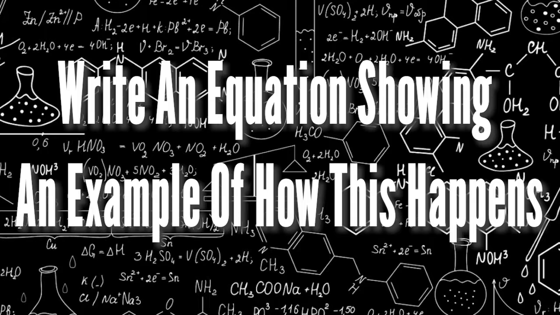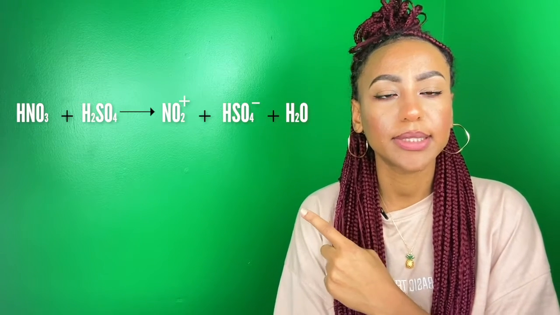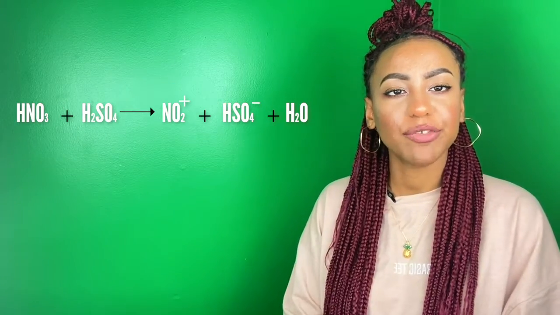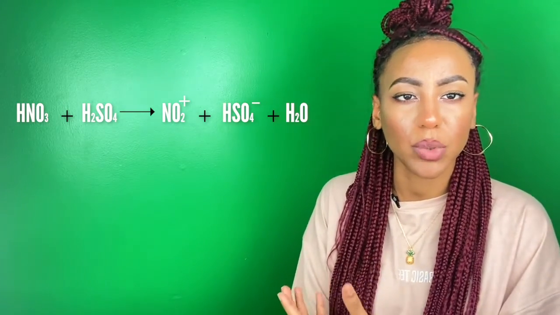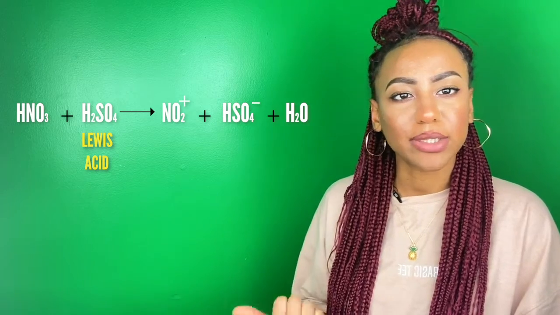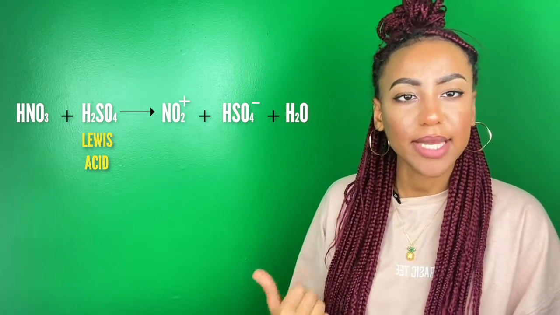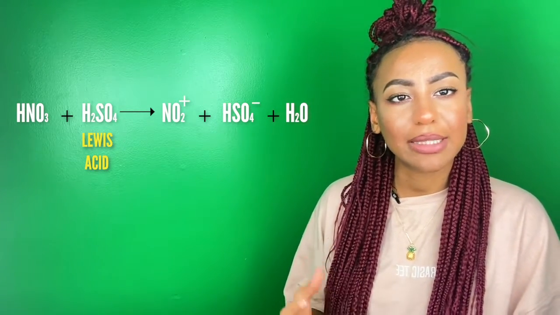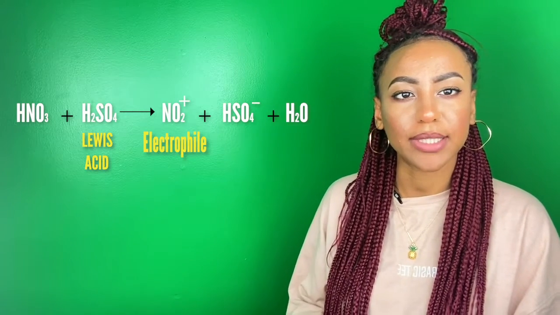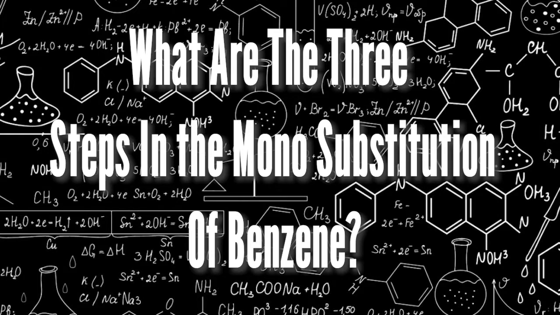Question number 2. Write an equation showing an example of how this happened. This right here is an example showing that. In the nitration of benzene, nitric acid is used as one of the reagents. The Lewis acid in this equation is sulfuric acid, H2SO4, and this is used to cleave the electrophile from nitric acid.